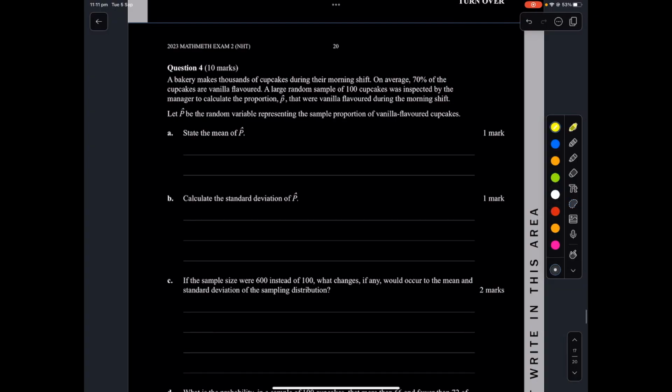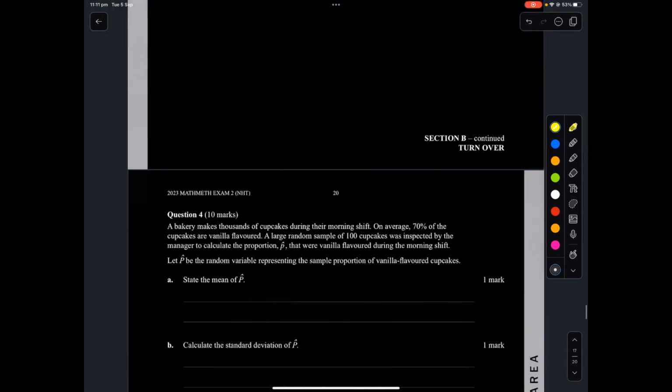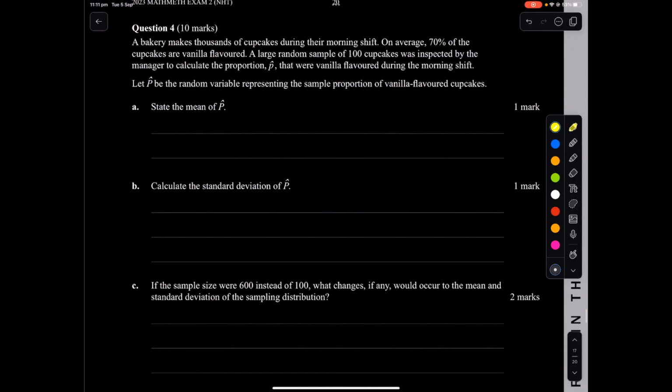Okay, question 4, and then there's question 5. Let's get this quickly done. Question 4 says, a bakery makes thousands of cupcakes during a morning shift. On average, 70% of the cupcakes are vanilla flavored. A large sample of 100 cupcakes was inspected by the manager to calculate the proportion P that were vanilla flavored during the morning shift.